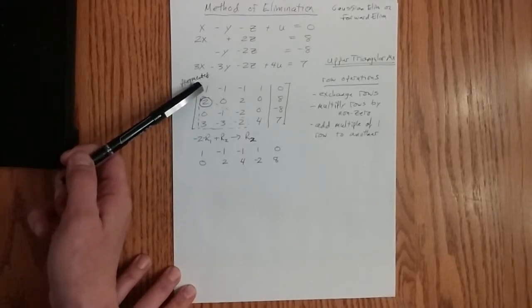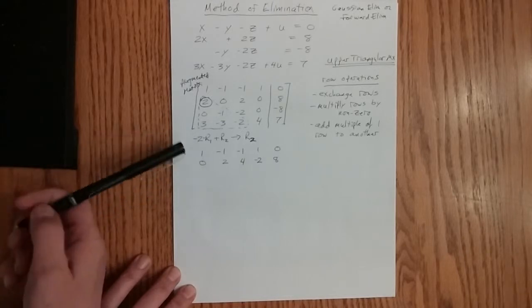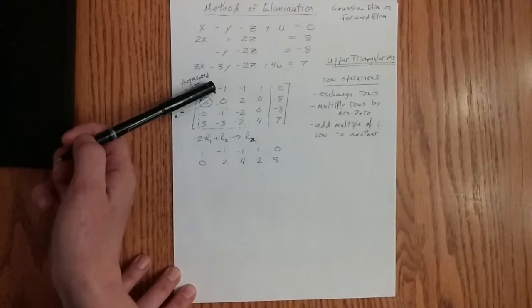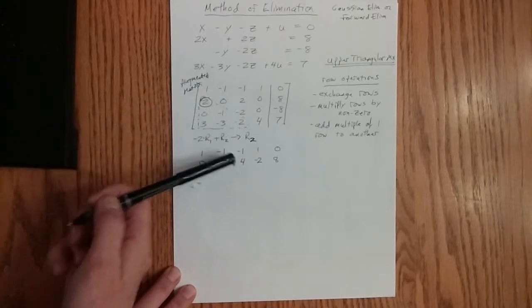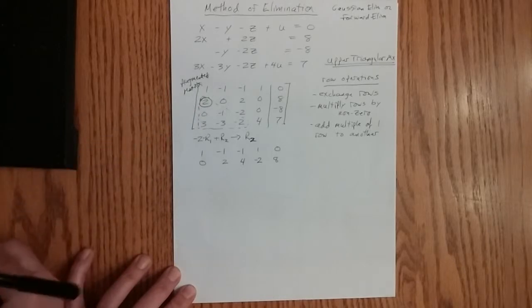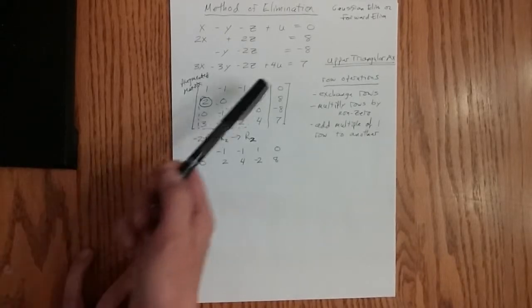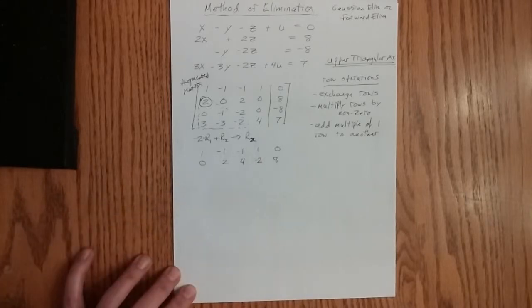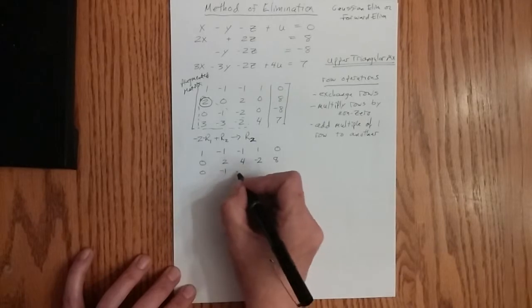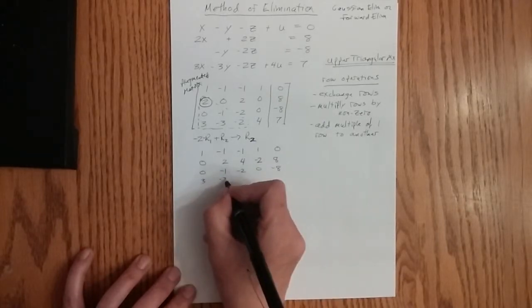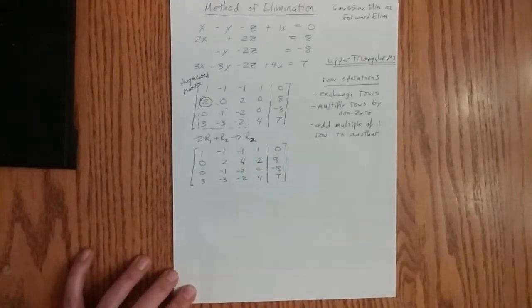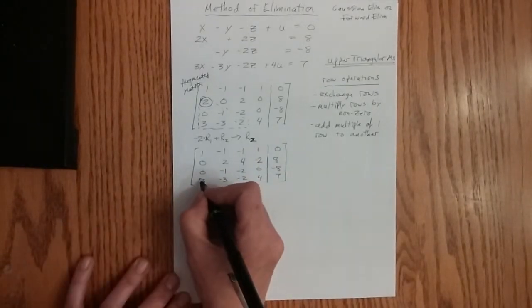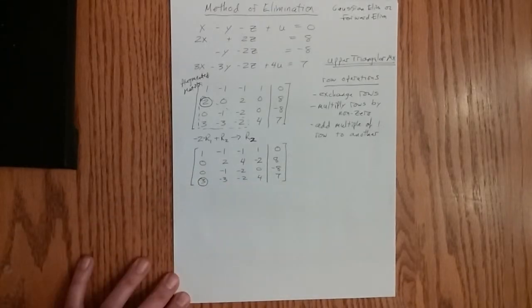Let's go through that. -2 times row 1, so -2 times 1 plus 2 is 0. -2 times -1, 2, plus 0 is 2. -2 times -1, 2, plus 2 is 4. -2 times 1 minus 2 plus 0 is -2. And finally, the constant, -2 times 0 is 0, plus 8 is 8. And the final two rows don't change, so we're going to copy those over. And 3, -2, 4, and 7. Here's our new system.